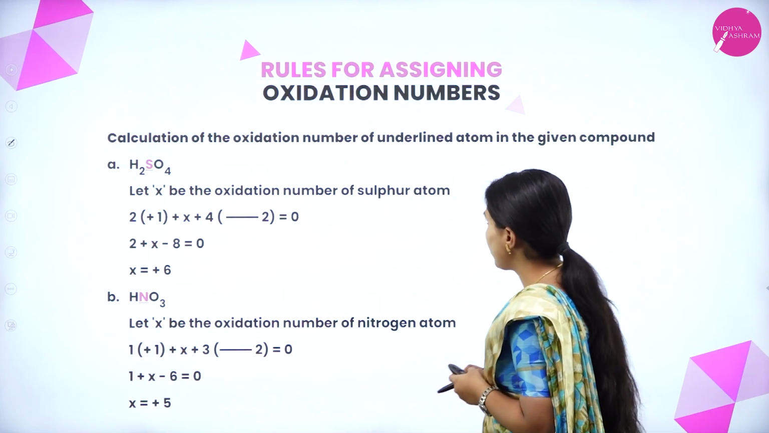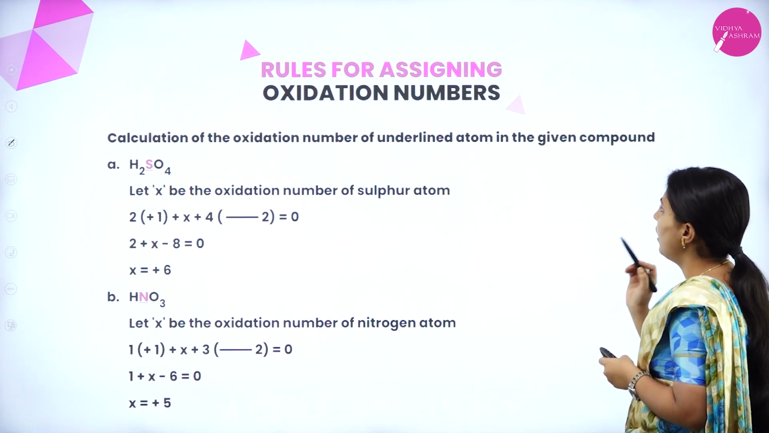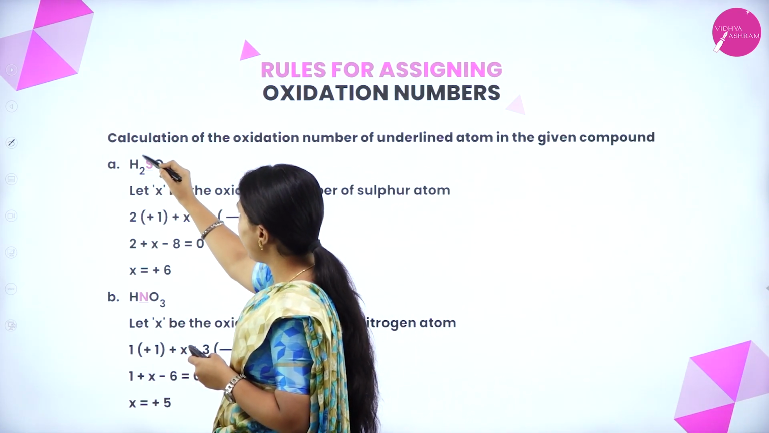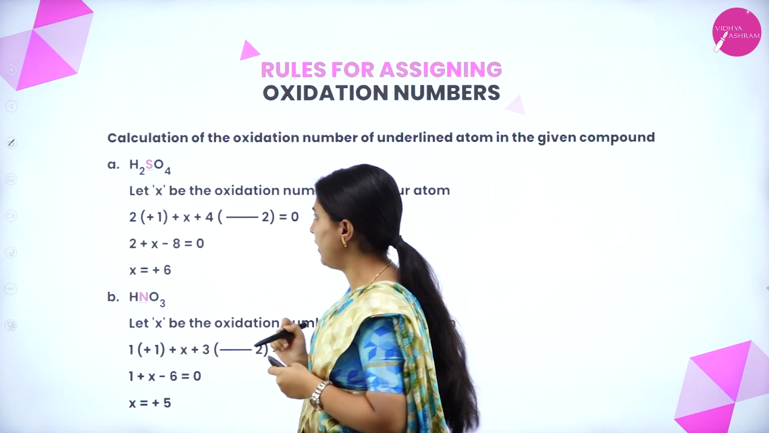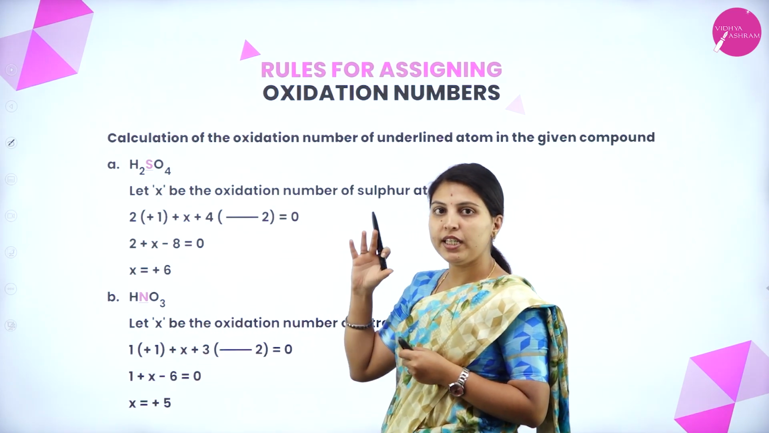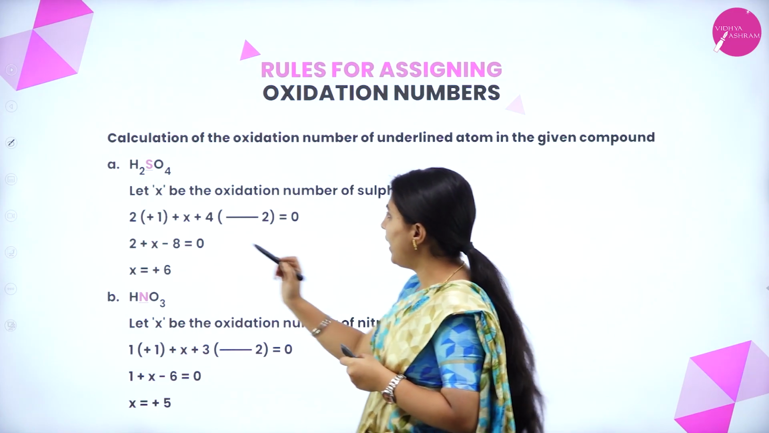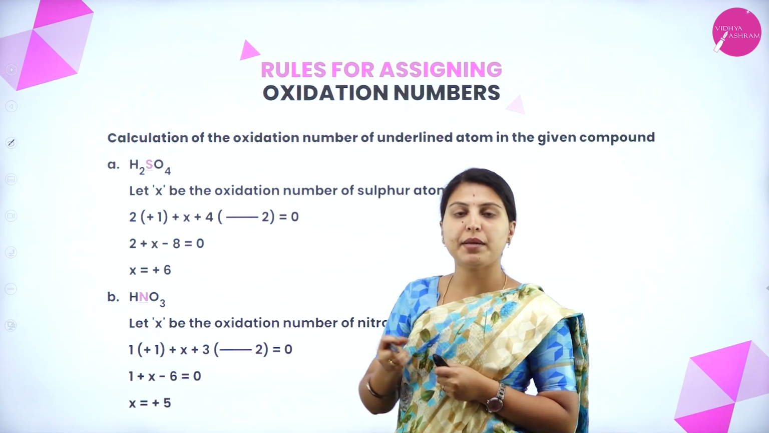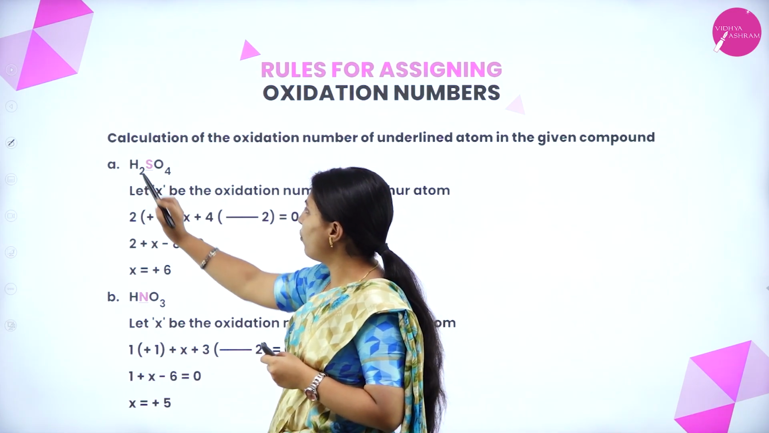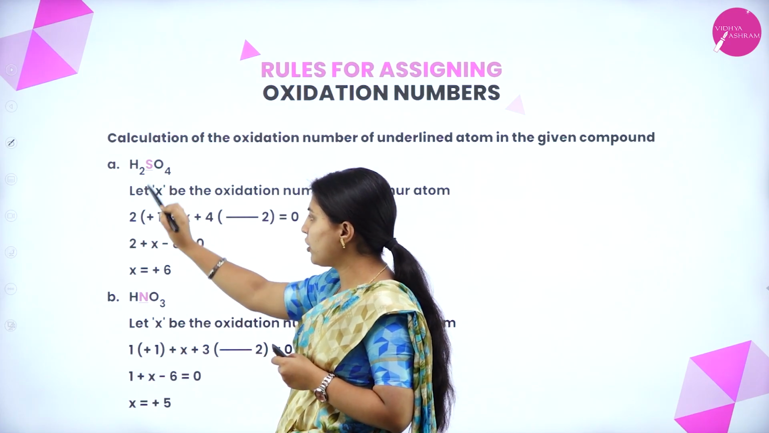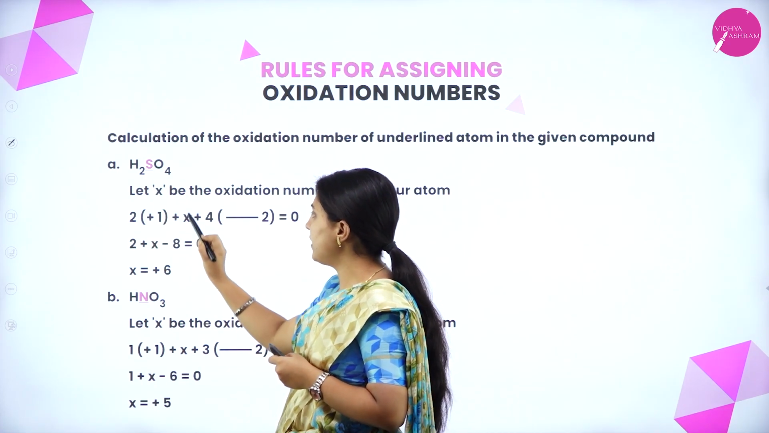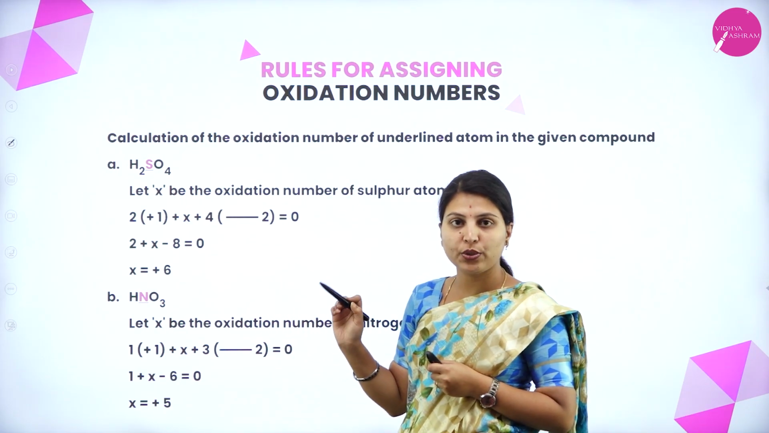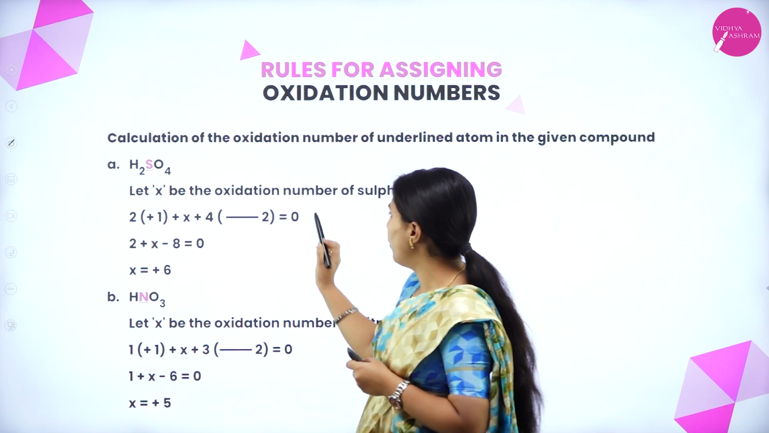Calculation of the oxidation number of the underlined atom in the given compound. This is H2SO4. For S, we have to find the oxidation number. Let x be the oxidation number of the sulfur atom. We don't know that, so we represent it as x. For H, it is +1, and 2 hydrogen atoms are present. S is x, and oxygen is 4 into -2, where -2 is the charge of oxygen, and the sum will be equivalent to 0.